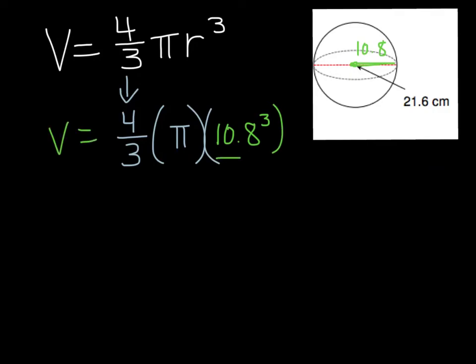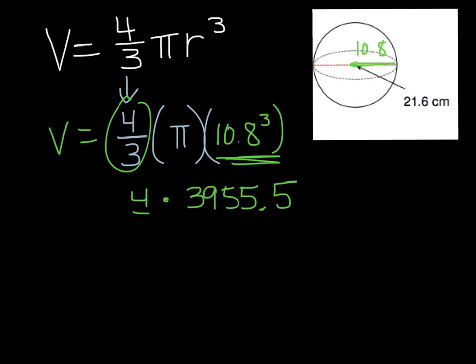On my calculator, I'm going to do this first, 10.8 to the third power. Then I'm going to times by 3.14 real quick. I get some big, long number, 3955 point, it says 495, so I'm going to round it up to 5. Now I need to times that by this 4/3, so times 4 over 3. Again, if this helps, put a 1 under here, and this will refresh your memory on what to do. Just times straight across.